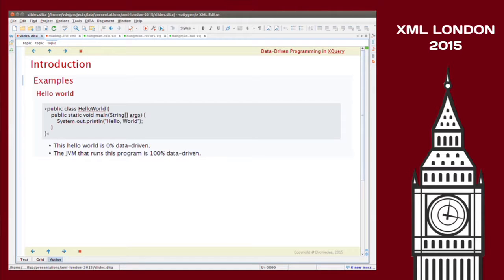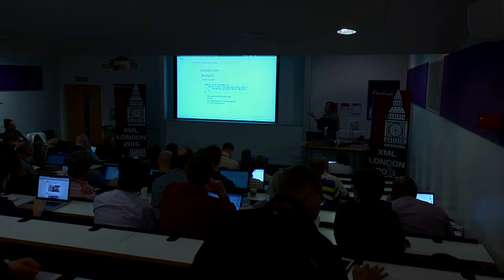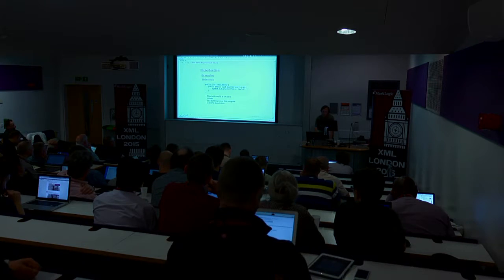I don't have enough time to spend too much time, so I will give now a few examples. The hello world, which everyone knows, of course. This is the hello world in Java. This hello world is 0% data-driven because it doesn't take any input. So whatever input you give it, it will give the same result. On the contrary, the Java virtual machine, which is running this program, is 100% data-driven, or almost 100% data-driven, because if you change the program, it will do a completely different execution. And the Java code is data for the JVM.